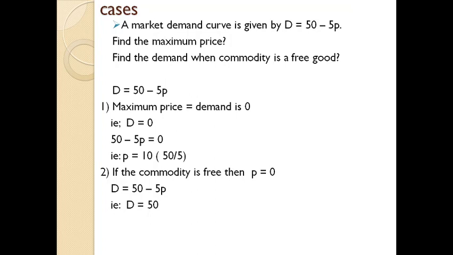Next, the second question: if the commodity is free, find the commodity demand when the commodity is free. Commodity is free means the price is 0. What does the sentence mean? The commodity is free, then the price will be 0. Then substitute the same in the equation D equal to 50 minus 5P. Where P equal to 0, then D equal to 50. All these are application level questions, you have to go through them.